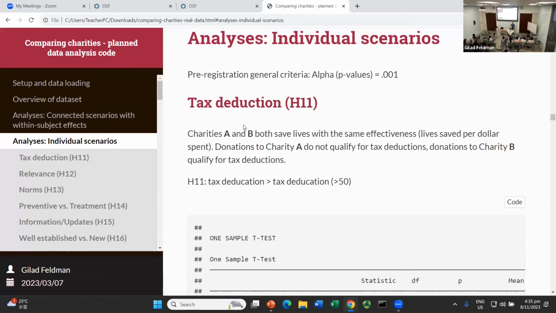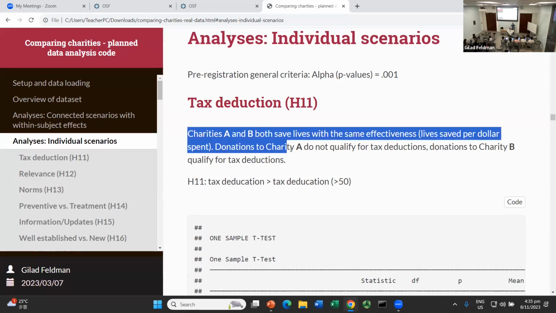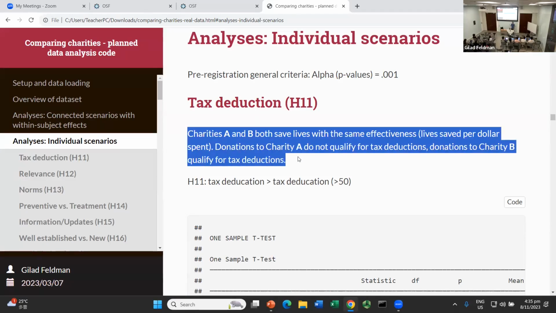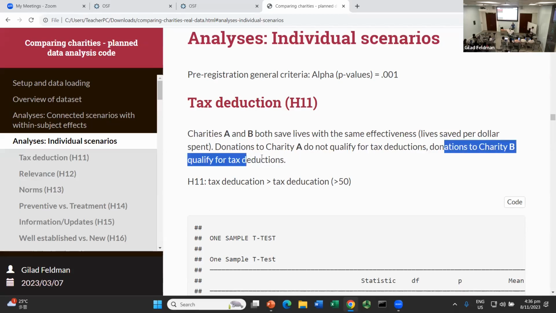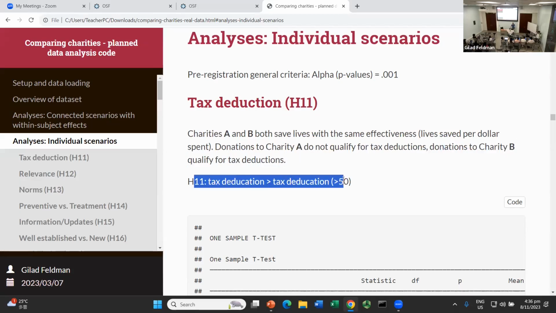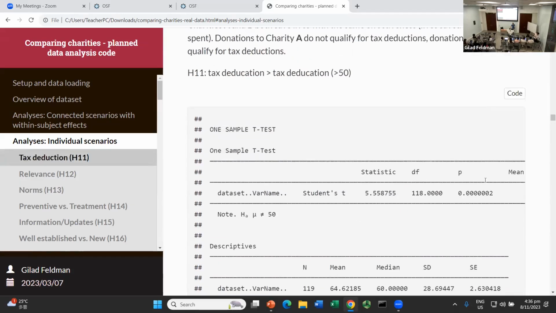So for example, some of you wanted to test whether people would prefer a charity that would have tax deduction, right? So what we had is this. Charities A and B both save lives with the same effectiveness, lives saved per dollar spent. They're exactly the same aside from one factor. What is this factor? Donations to charity A do not qualify for tax deductions, and donations to charity B do qualify for tax deduction. So I wrote the hypothesis here that people would prefer tax deduction over no tax deduction. You can see the results here.